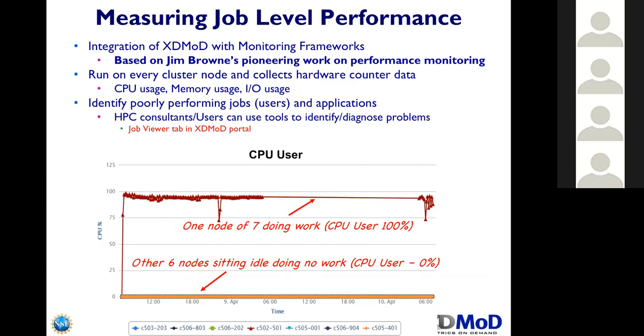The plot that I show you here is the CPU user percent. So you'd like to see things at 100% versus time. In this particular application, this is a real world application that ran, I think, at our center. Out of 7 nodes, 1 node was doing useful work, running flat out at 100%. Unfortunately, the other 6 nodes were just sitting there not doing anything. So that's not the best utilization you can have of your HPC infrastructure.